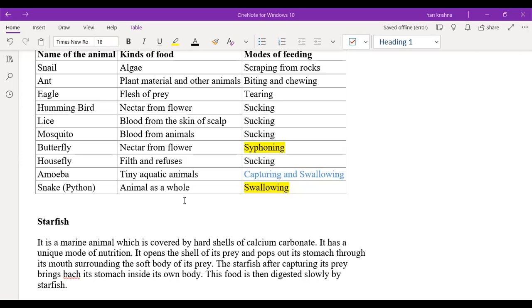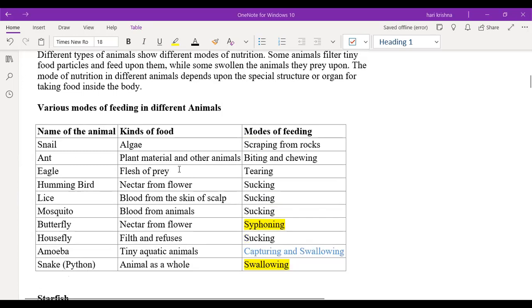Okay. So these are the different animals, and they have different modes of feeding on different kinds of food. Yes, sir. You just go through the table once again. If you have any doubts, just wait for a minute. Sir, hummingbird and butterfly are the same, right? Nectar from the flower, but one has sucking and one has siphoning. It has a long mouth, right? Sir, pointed mouth, long beak.